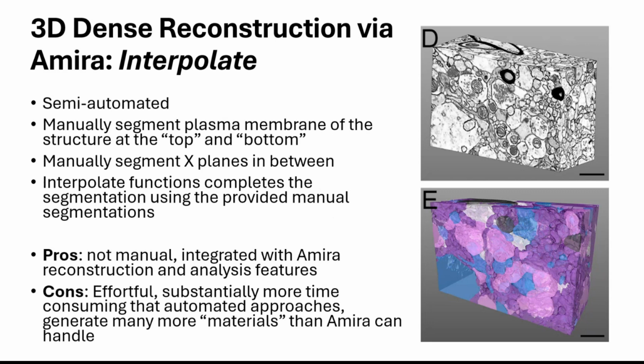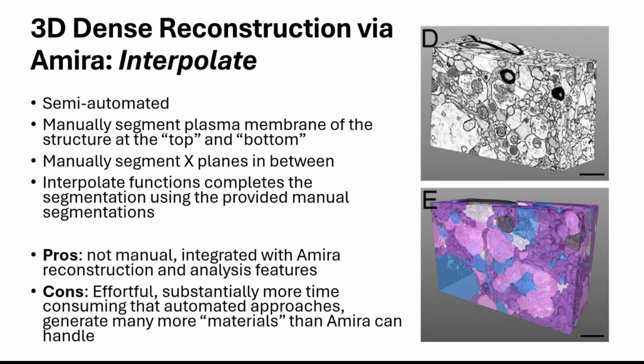To do this, we use the interpolate function in Amira, and this is a semi-automated approach. And the emphasis on this approach is towards the semi and less towards the automated. So essentially what you have to do is manually segment the top and the bottom of the structure. Then you segment however many planes you want in between, and the interpolate function then fills in the rest of it.